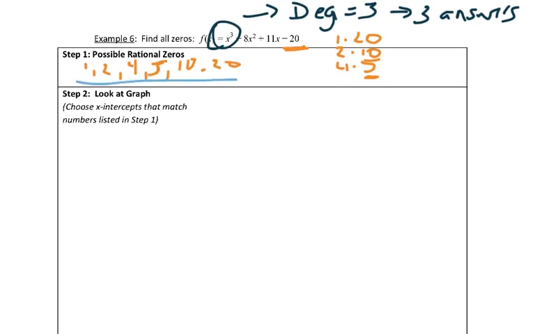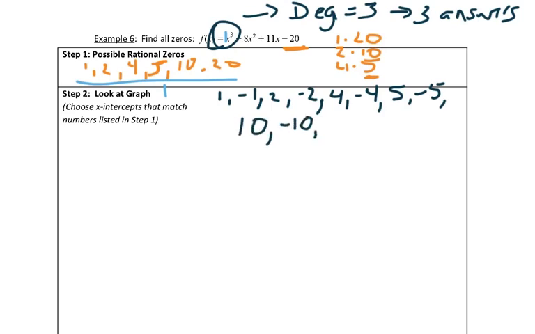On the bottom, there's a 1 in front, so there's just 1. So my possibilities here are 1 and negative 1, 2 and negative 2, 4 and negative 4, 5 and negative 5, 10 and negative 10, 20 and negative 20. So I'm going to look at a graph to see which one of that long list I really want to start with.